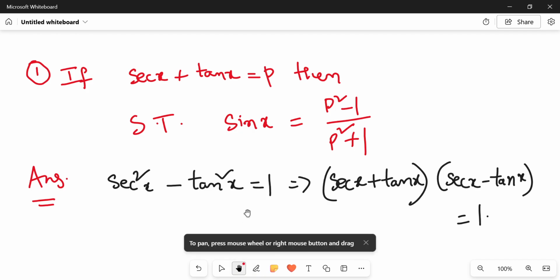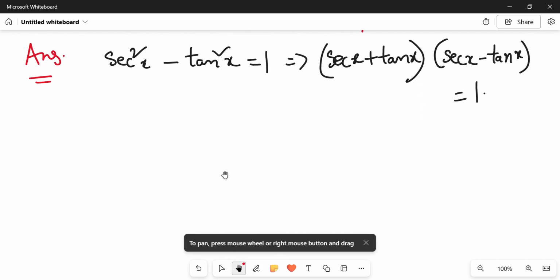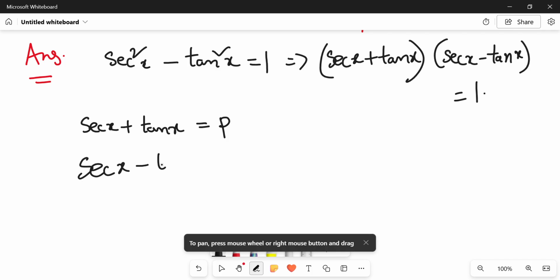So what I mean to say is that you have secant x plus tan x. If it is equal to p, then you can say that secant x minus tan x will become 1 by p. Then only this product goes to 1, right? If this part is p, this is like 1 by p, because the reciprocals will multiply to become 1. Okay, so that is the basic idea.